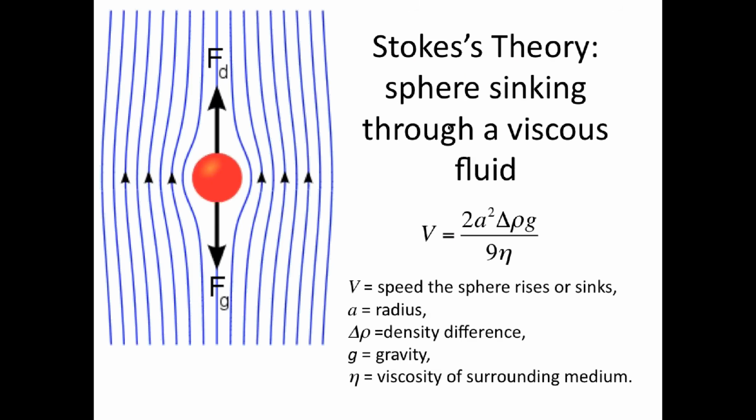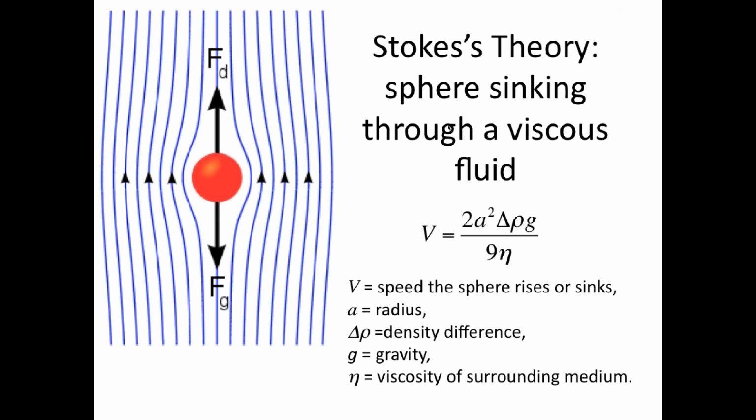Stokes Theory, a sphere sinking through a viscous fluid. So you imagine a sphere sinking through a fluid, or if you like, the fluid wrapping around its sides. It's not accelerating, it's in a balance. You can solve for the speed. This is a hard problem. Stokes solved this almost 150 years ago, but it's hard mathematics. The speed depends on the square of the radius, not the cube, the density difference, gravity, and inversely with the viscosity of the surrounding fluid that's wrapped around the sphere.